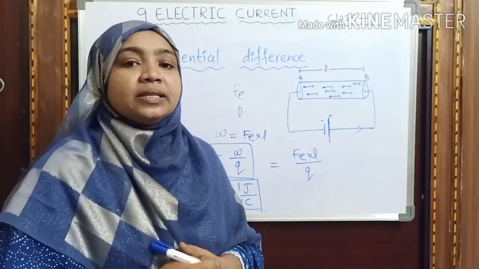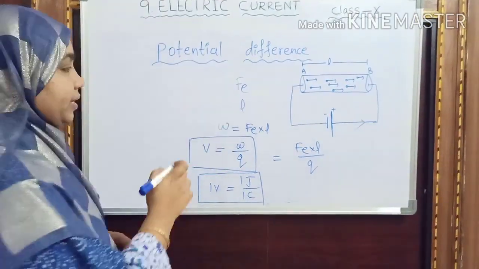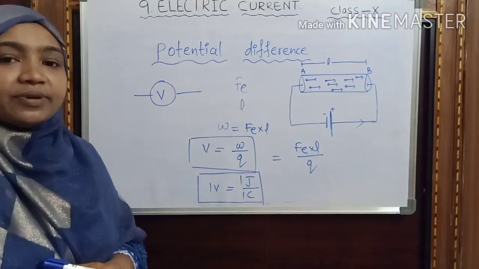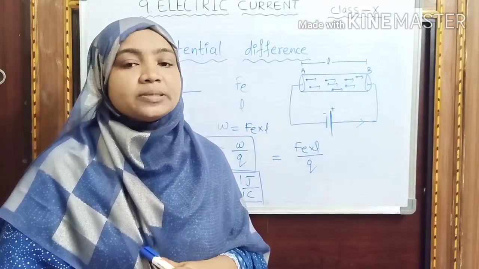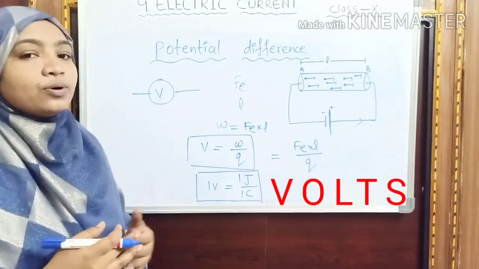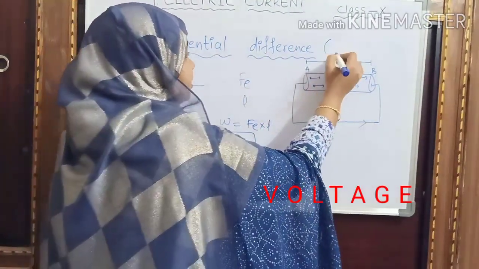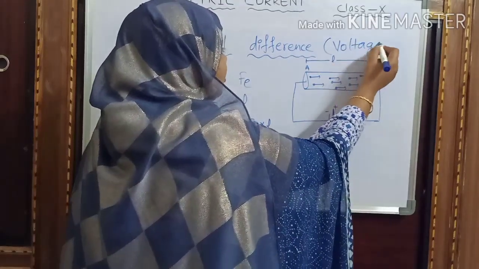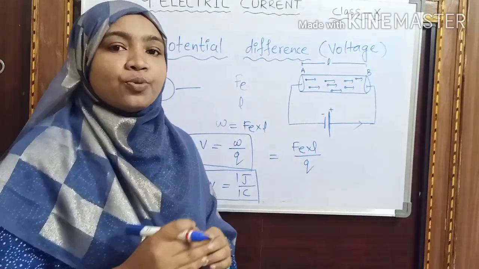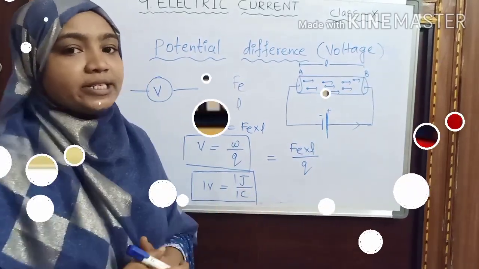And we can measure this potential difference in circuits with the help of a device called a voltmeter, and we represent it in circuits like this. So a voltmeter is a device which we use to measure the potential difference between the source, and the unit of potential difference is volts, and we can also call it voltage. So this is about potential difference: simply the work done on a unit positive charge to move through a distance L from point A to point B is called potential difference.